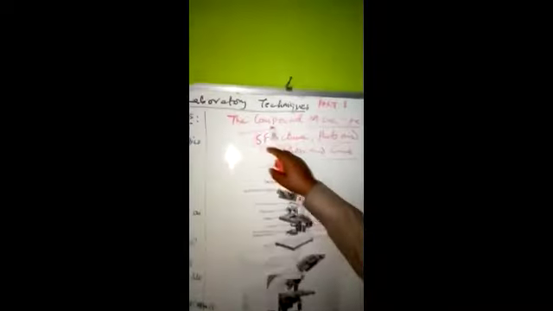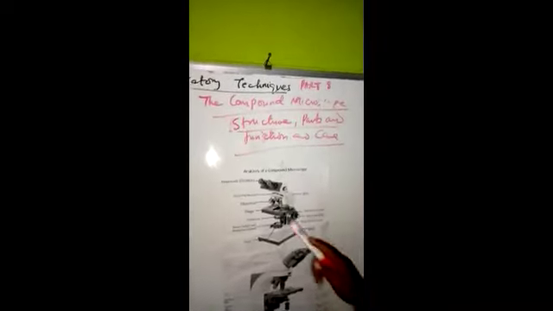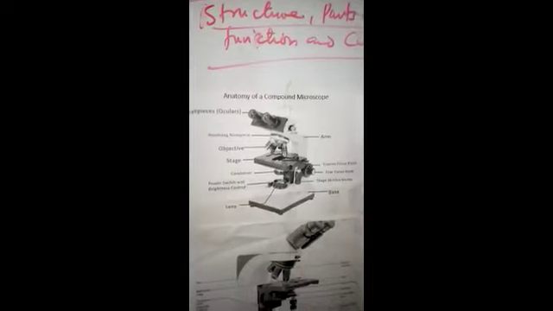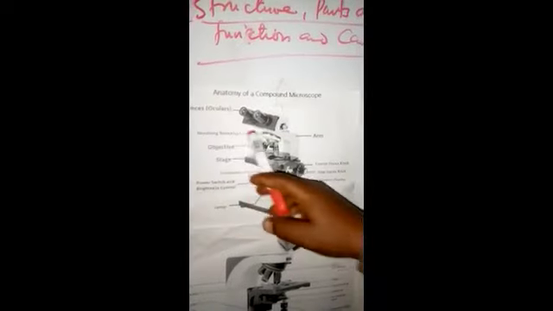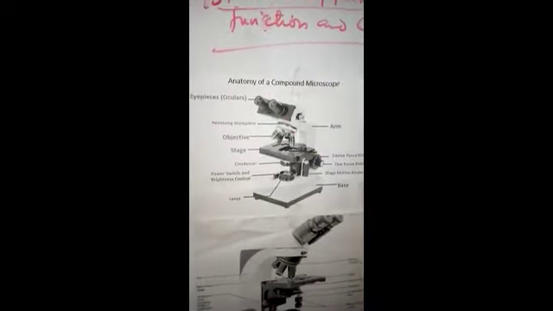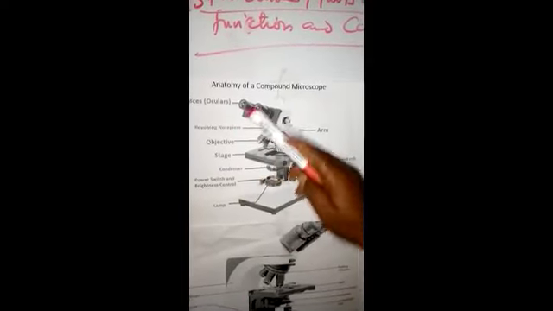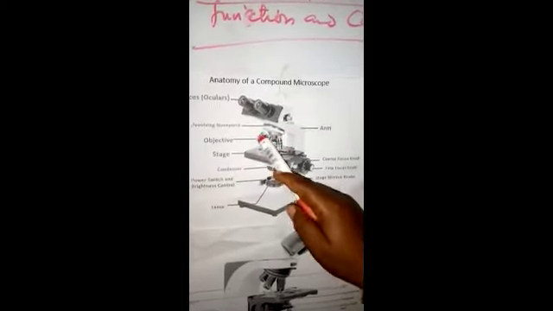Now we are going to look at a typical microscope, the compound microscope, and its anatomy, otherwise the structure of a compound microscope. As you can see, this is the eyepiece, or oculars, where you place your eyes. This is the nose piece, especially the revolver, that you can turn. You can see 1, 2, 3, 4.